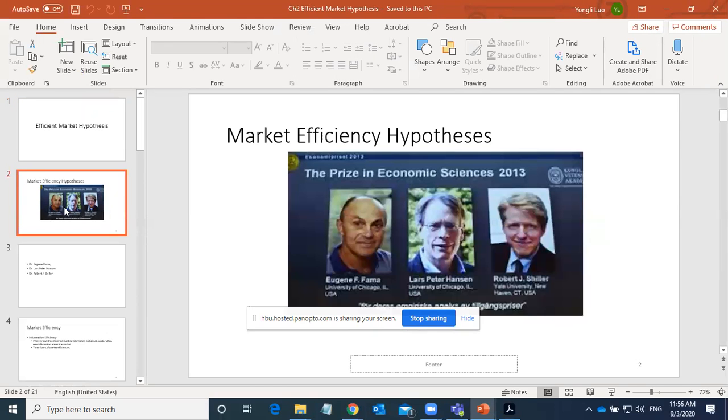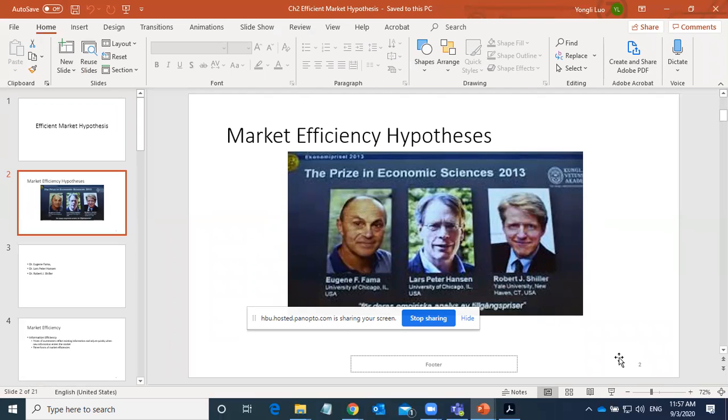But because of this efficient market hypothesis, I would like you to see there are three Nobel Prize winners in economics in the year 2013. In 2013, three finance professors got a Nobel Prize. The first one is Dr. Fama. Dr. Fama talked about three forms of market efficiency.